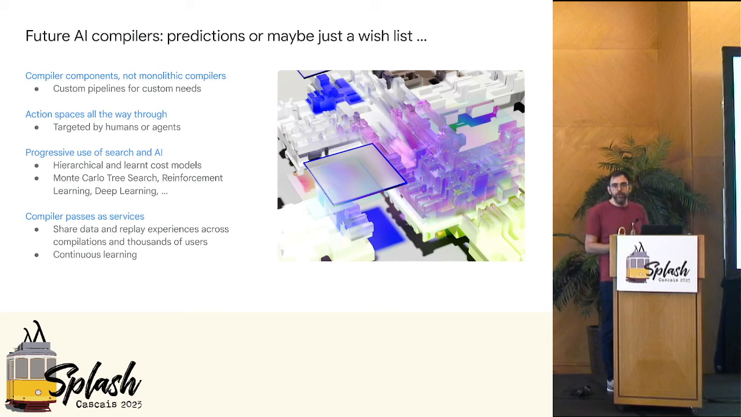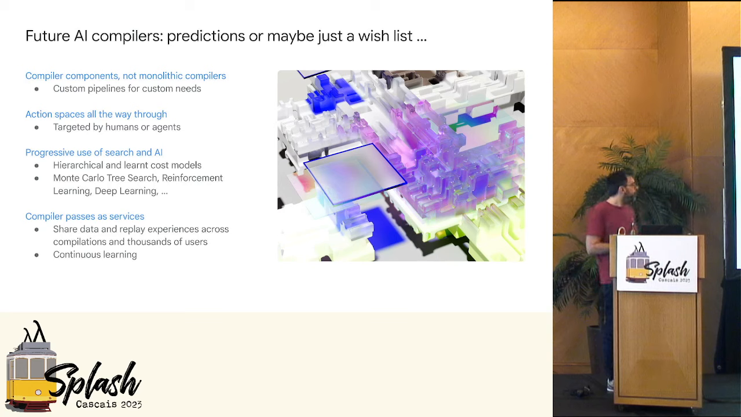I expect that we will see progressively more use of search and AI, especially for problems that are not like time critical. You don't need to compile within like a very small budget. So I expect to see more and more hierarchical and learned cost models and techniques like Monte Carlo tree search.